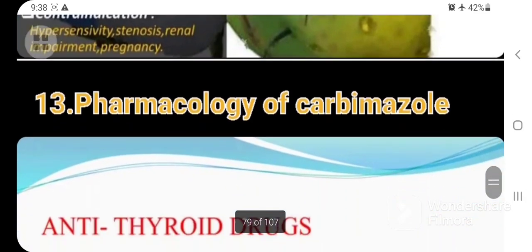Next one is the pharmacology of carbimazole. This carbimazole is one more type of anti-thyroid drug. What you studied, propyl thiouracil, sorry, propylthiouracil, is the anti-thyroid, the same one. This carbimazole is also one of the anti-thyroid drugs.